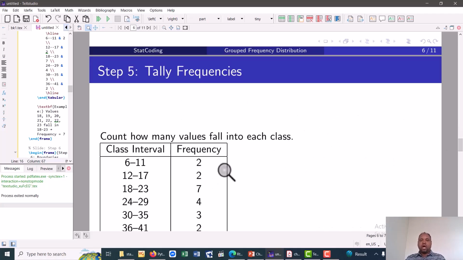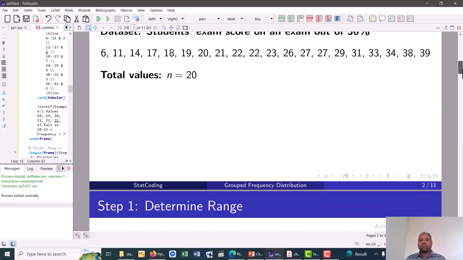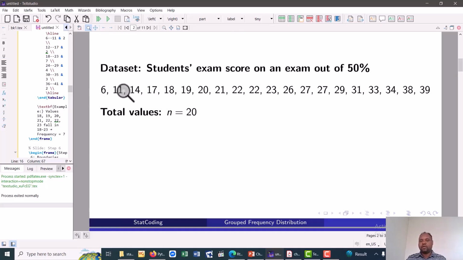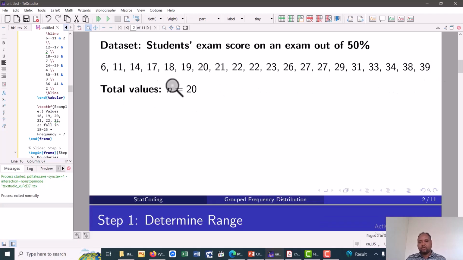Now we count how many students have a score within each class interval. We have 2 students whose score is from 6 to 11. We don't have other data points within this class. Only two scores, 6 and 11. This 14 is out of that class. Now, expressed in ascending order, it is easy to identify which scores belong to which class intervals.